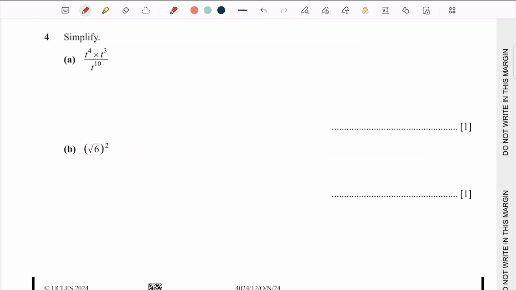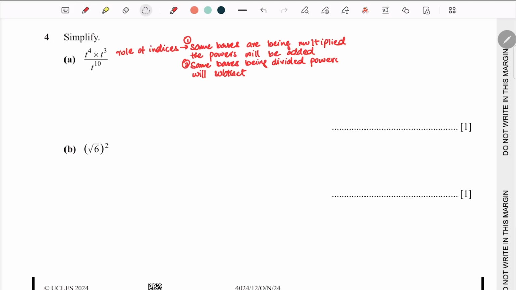Question 4, simplify. Part A is t to the power 4 multiplied by t to the power 3 divided by t to the power 10. Here I'm going to use the rules of indices. If same bases are being multiplied, the powers will be added, meaning here t and t, both of them are same bases, so 4 and 3 will be added. And the second rule is same bases being divided, the powers will subtract.